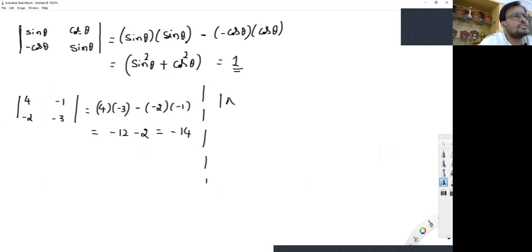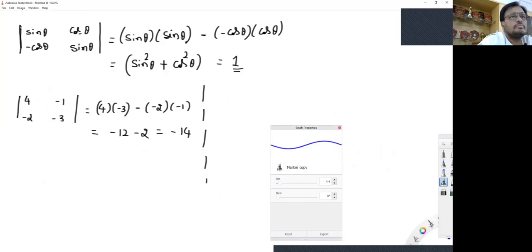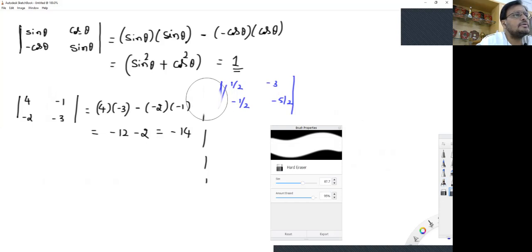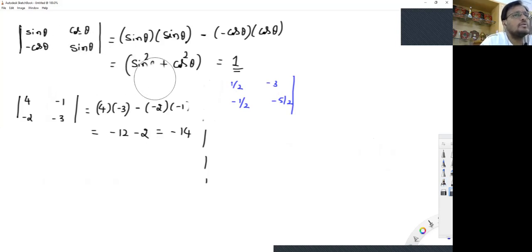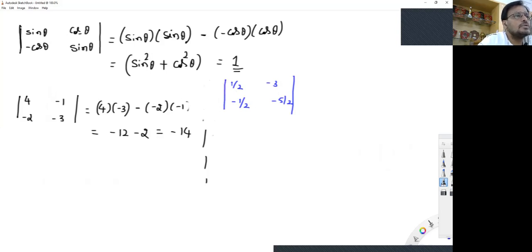Once again, we go for one more example here. Look here, the determinant of 1 by 2, minus 3, minus 1 by 2 and minus 5 by 2. This is the modulus symbol I've given, so this is the determinant we are taking. So this can be calculated.